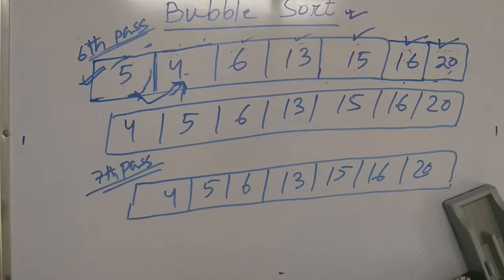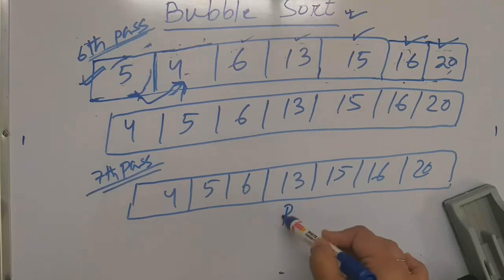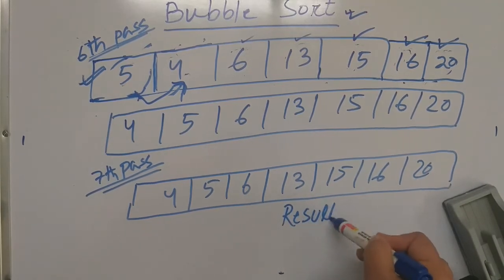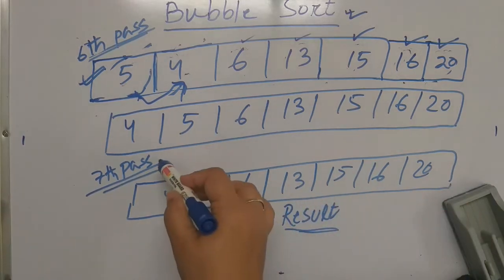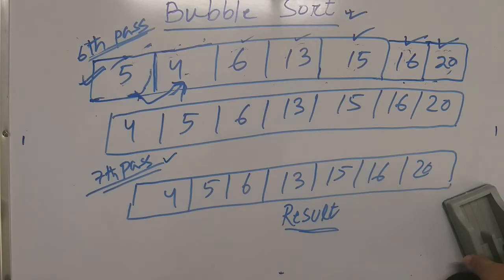Clear? So this is all about, this is the result after the sorting. Okay, this is the final result. So 4, 5, 6, 13, then 15 and 16 and 20. Okay, so look at this. How many number of elements are here? 7 elements are here. So after the 7th pass, we are getting the result. Okay, so this is all about the technique.